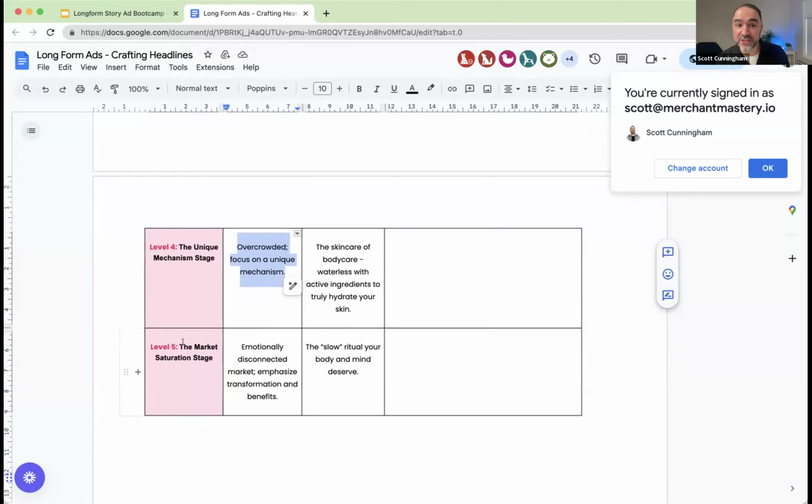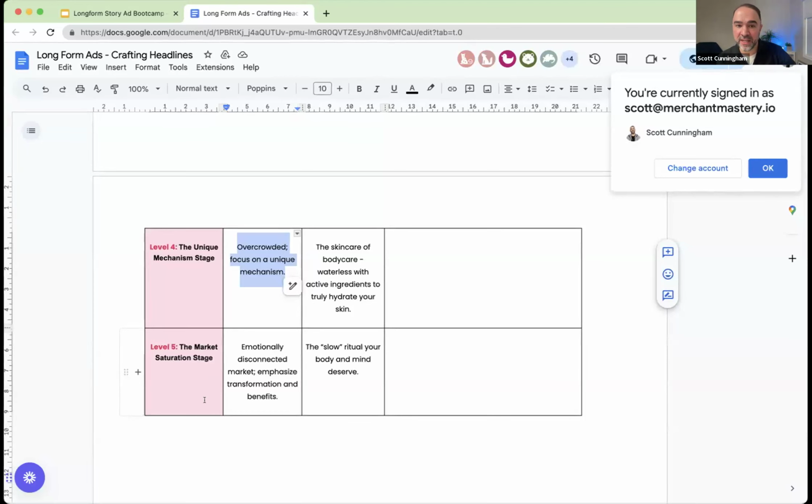This is when the market is so saturated that people have lost all emotional connection with your product category. And they've just heard everything. They've heard claims, they've heard proof, they've heard unique mechanisms. And this is when we want to go back to focusing on the transformation and the benefit of your customer on an emotional level. When everybody's so tired of hearing claims and proof and results, we just got to go back to the emotion because nobody's doing that anymore.